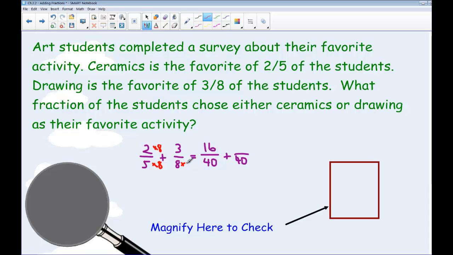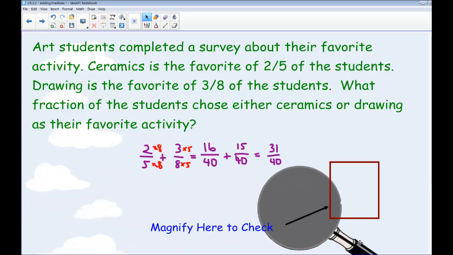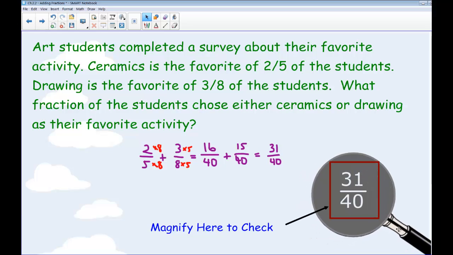The second fraction we multiply by 5. So we multiply its numerator by 5. So the equivalent fraction will be 15. So now we simply add the numerators. 16 and 15 gives you 31. Denominator stays the same at 40. So our answer should be 31/40. So we'll check our answer using this handy dandy magnifying glass. And there you have it. 31/40 is our final answer.